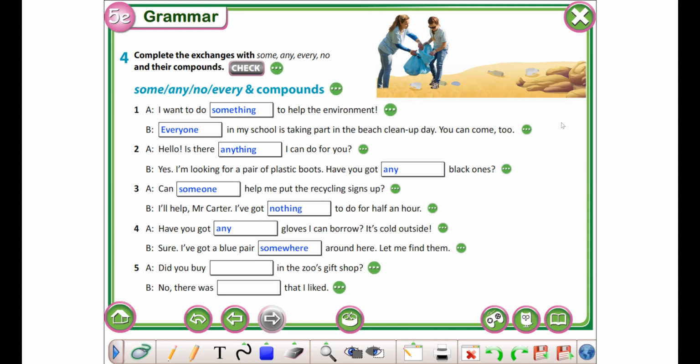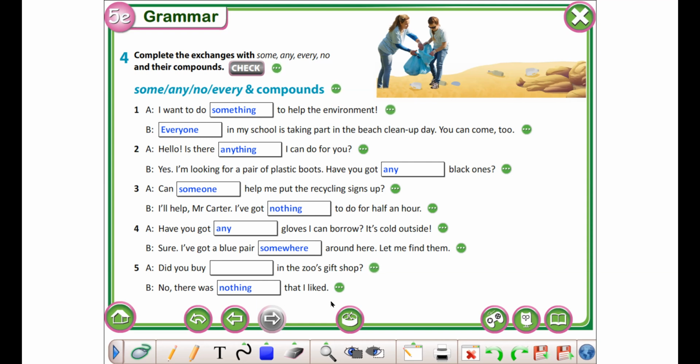Did you buy anything in the zoo gift shop? No, there was nothing that I liked. Тук вече е пълната форма на местоимението no. Okay. Да обобщим ли кога ще използвам? There is anything that I liked. Точно така. There was nothing that I liked.